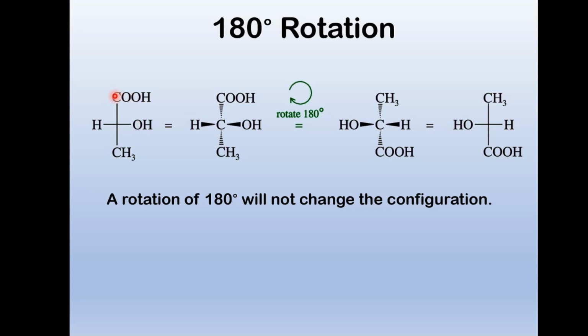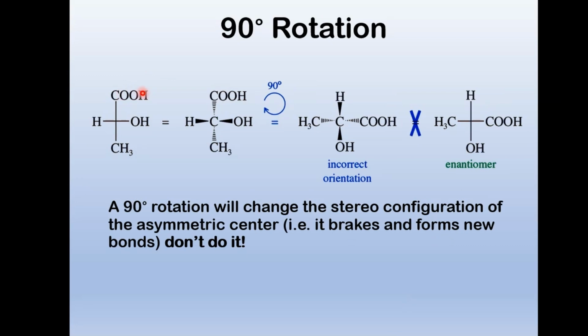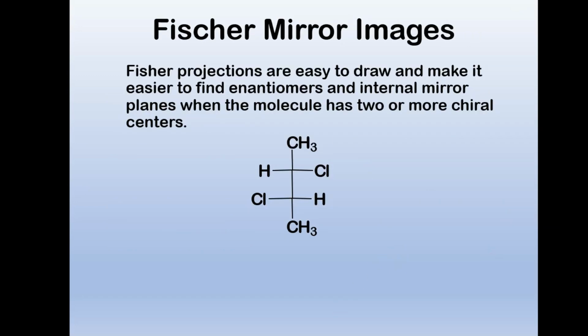Here's our lactic acid. We can spin this around like this, and everything is preserved, and it doesn't change anything. Now if I try and rotate this 90 degrees and then stick with our convention that these are coming out, these are going away, you can see here that that's not what the model kit would do. So you can't rotate a Fischer projection 90 degrees. You scramble the stereochemistry, you'd have to break bonds and form new bonds to do it. So don't do it. Now with a Fischer projection, it's easy to draw a mirror image. That's one reason why we might do that.